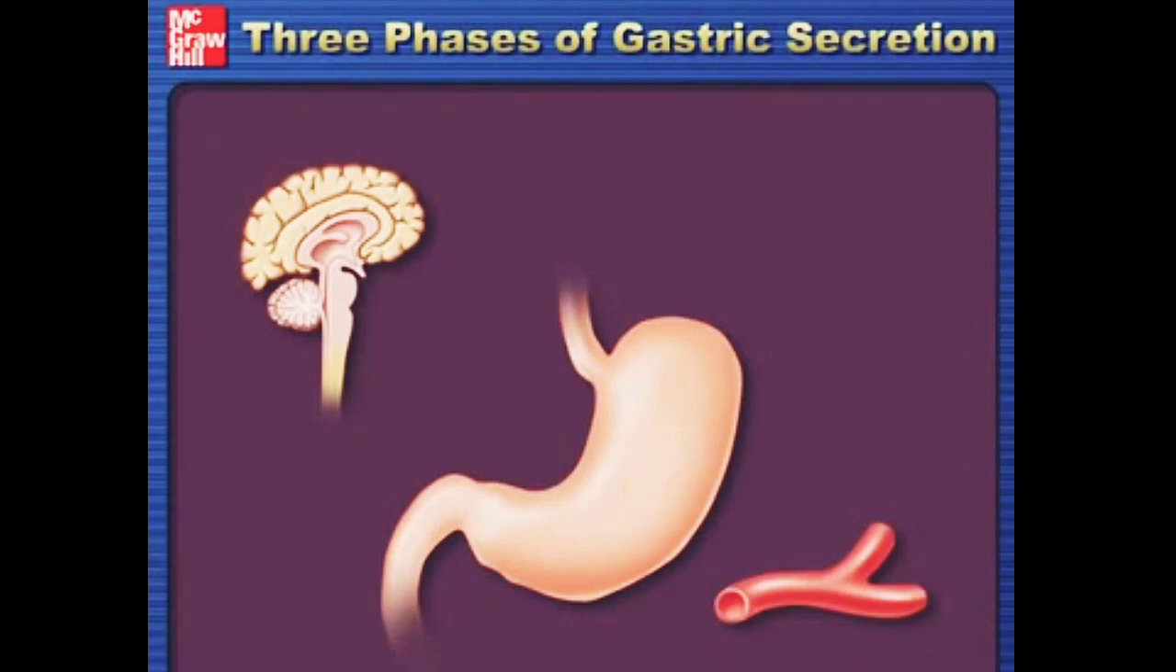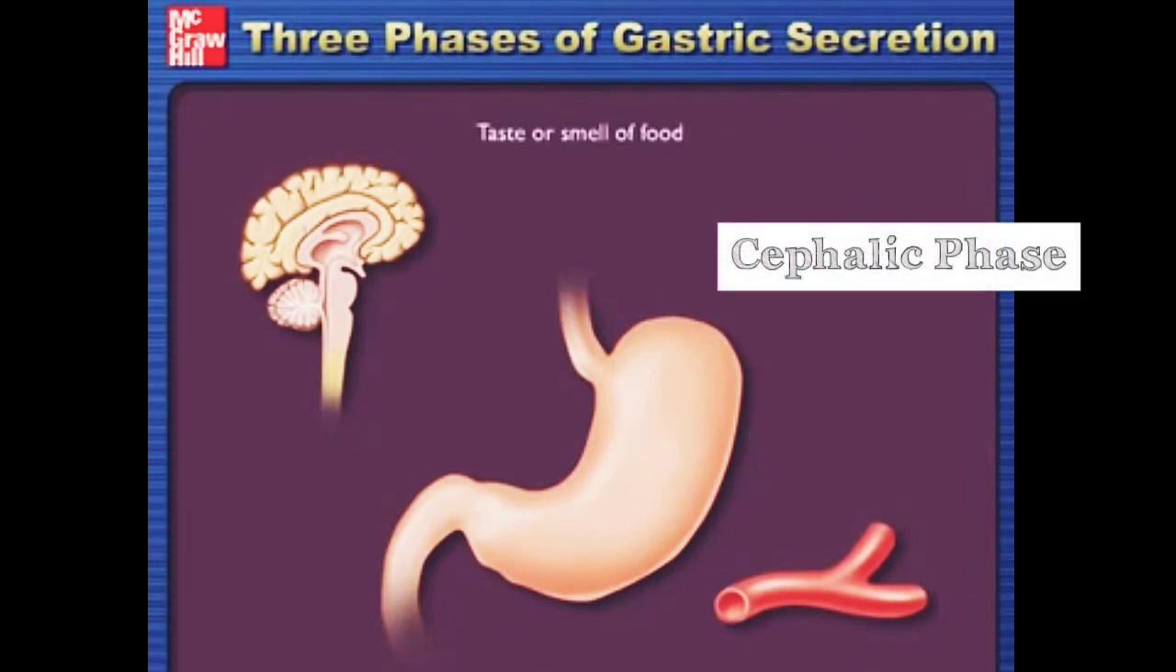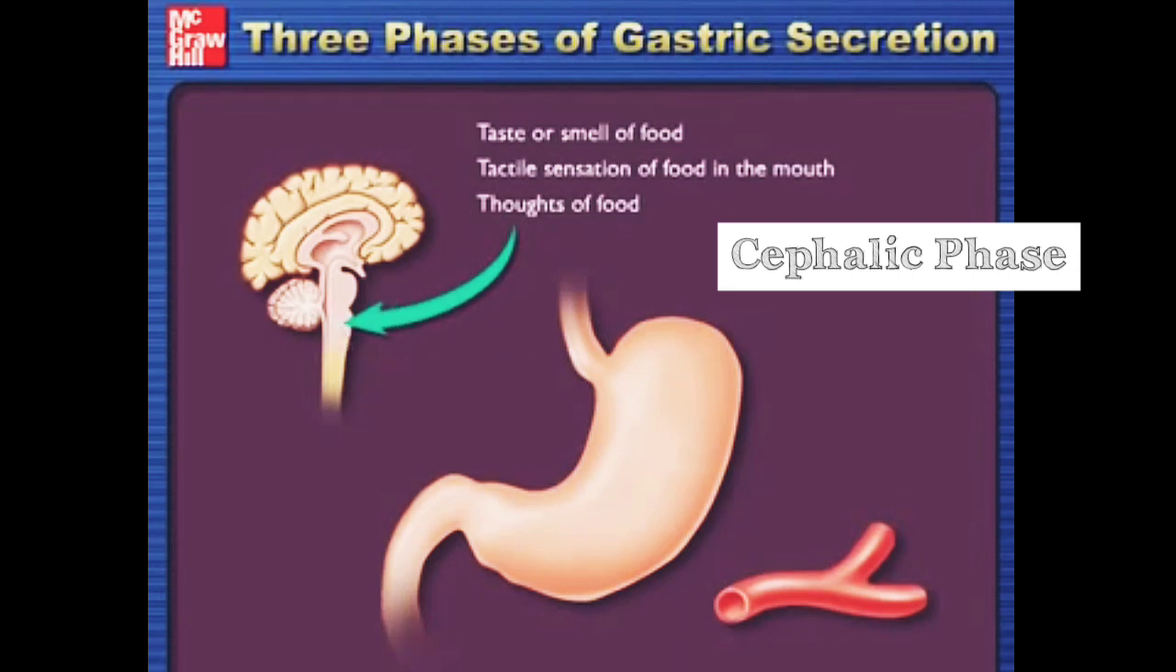Regulation of stomach secretion is divided into 3 phases: cephalic, gastric, and intestinal. In the cephalic phase, the taste or smell of food, tactile sensation of food in the mouth, or thought of food sends nervous impulses to the medulla oblongata. These impulses cause parasympathetic neurons via the vagus nerves to stimulate secretion of hydrochloric acid and pepsin in the stomach. The parasympathetic stimulation also results in secretion of gastrin from the lower part of the stomach. This hormone travels through the bloodstream and further stimulates hydrochloric acid and pepsin secretion in the upper and middle parts of the stomach.